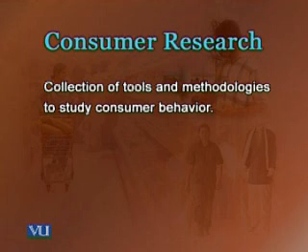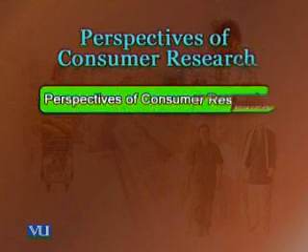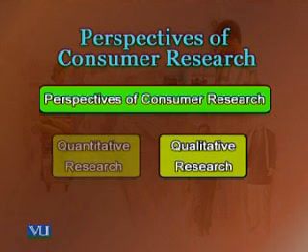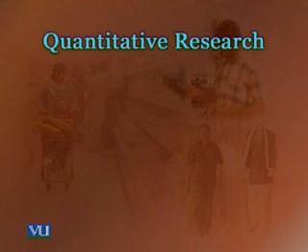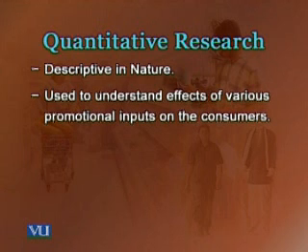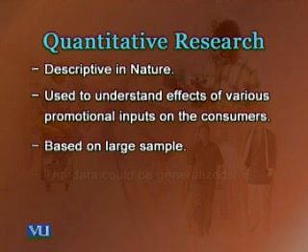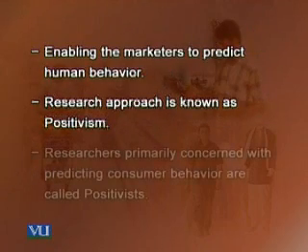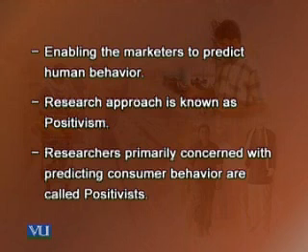And we further identified in chapter number 1 that the field of consumer research proceeds through the implementation of two basic paradigms. These two basic paradigms are called qualitative research and quantitative research. So let me tell you about quantitative research, as you can see on the slide as well. Quantitative research is descriptive in nature. It is used to understand effects of various promotional inputs on the consumers. It is based on a large sample, and the data can be generalized. Such a research approach is known as positivism, and researchers primarily concerned with predicting consumer behavior are called positivists.